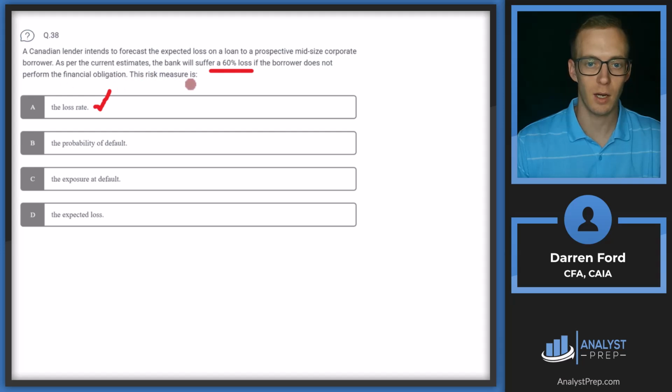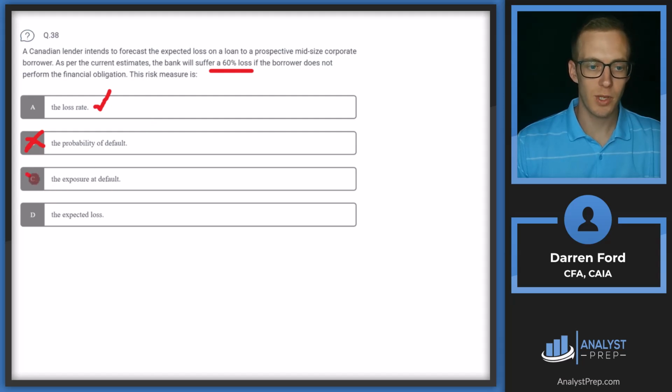So if the borrower does not meet their obligation, the bank is going to lose 60% of what they lent them. B, probability of default. We can rule that out. Probability of default would say something like the bank expects a 2% probability or expects a loss of 2% or something like that. But for this specific obligation, they will lose 60%.